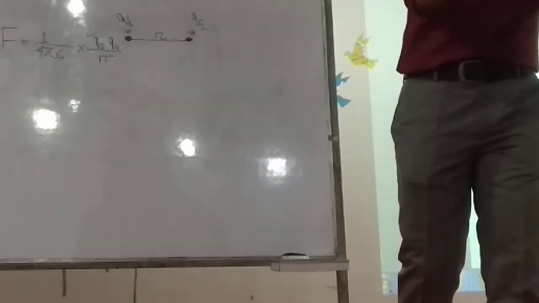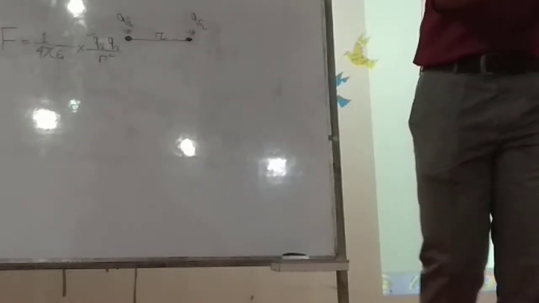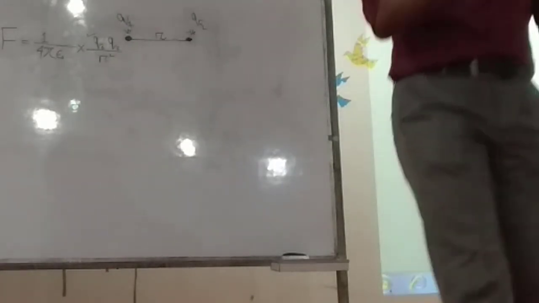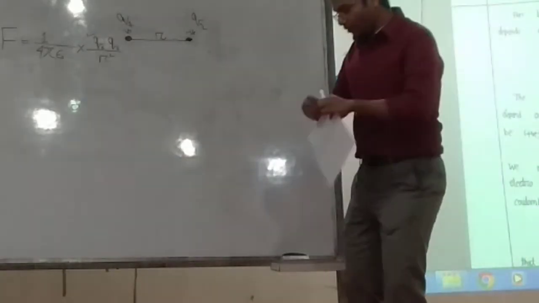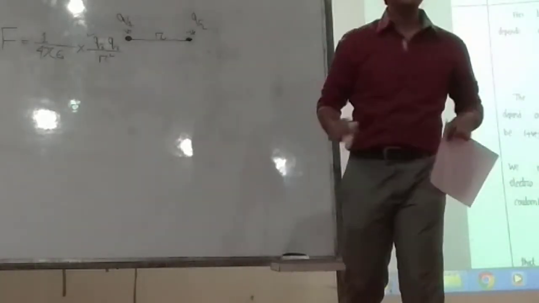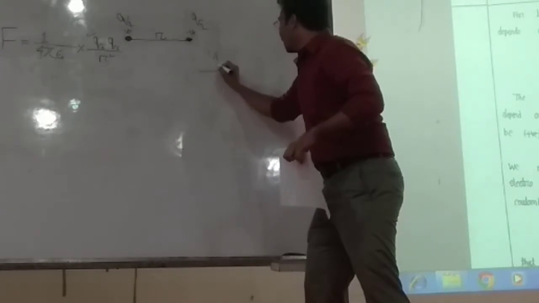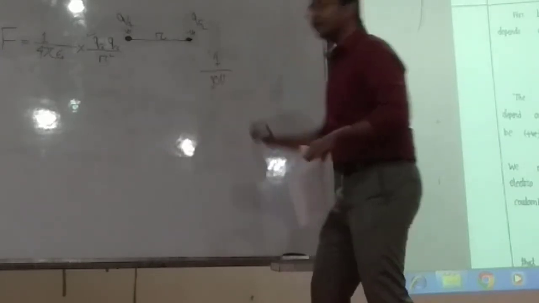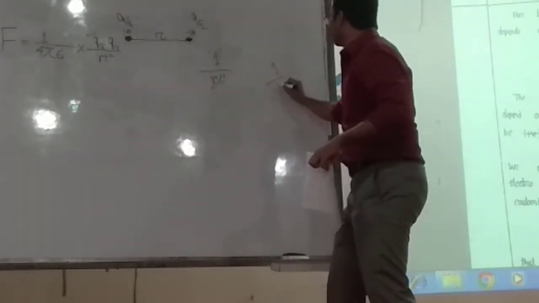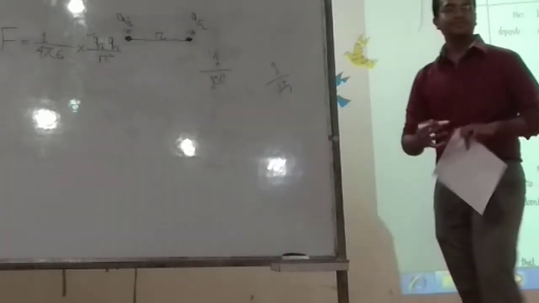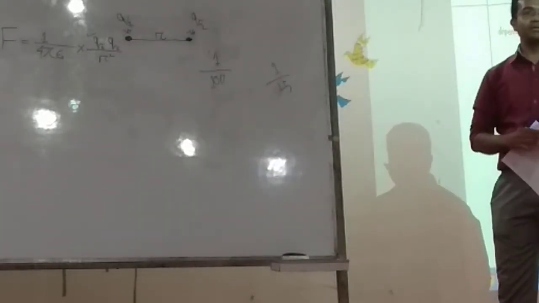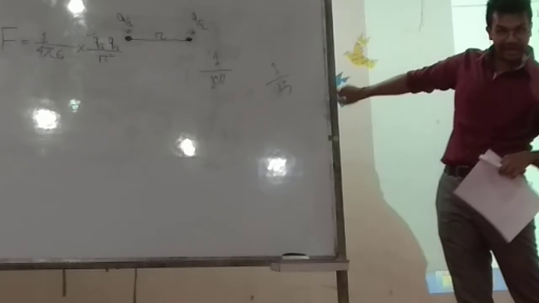Now I just totally congested the distance. Now it just becomes 5 meter. 25. Okay. Now you will give the answer. 1 by 100 greater or 1 by 25 greater? Which one is larger? 1 by 25. 1 by 25 larger.